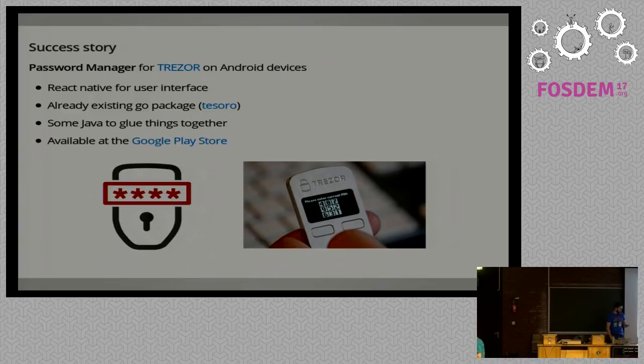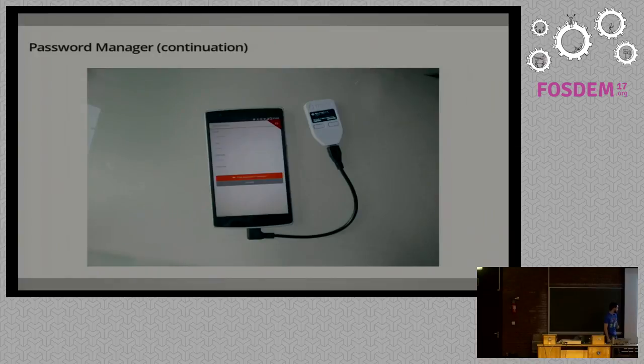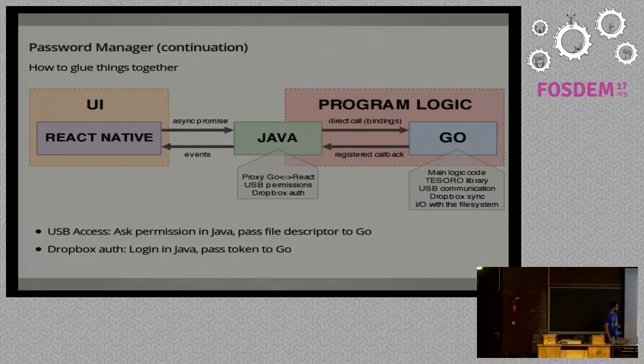This is how the application looks. And this is how the application is built or structured. All our user interface is React Native. The program logic is shared because the main logic code is in Go, but we need Java for a few things. For example, we use it mostly as a proxy between React and Go.